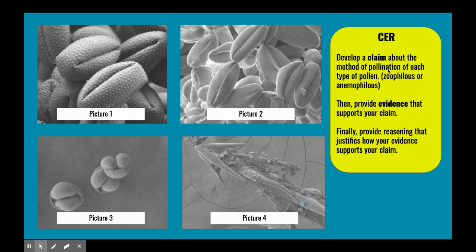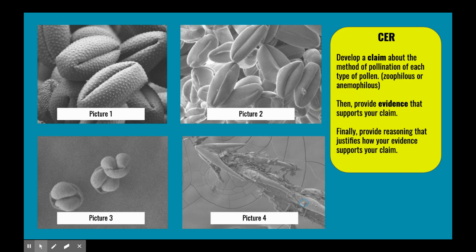That claim is going to be a short, brief sentence. It could sound something like, I believe pollen shown in picture 1 is moved through zoophilous pollination. Or it could say something like, pollen shown in picture 1 moves through anemophilous pollination. That's it. Okay, it's just a short, sweet claim, and I've even got the two choices you're picking from.